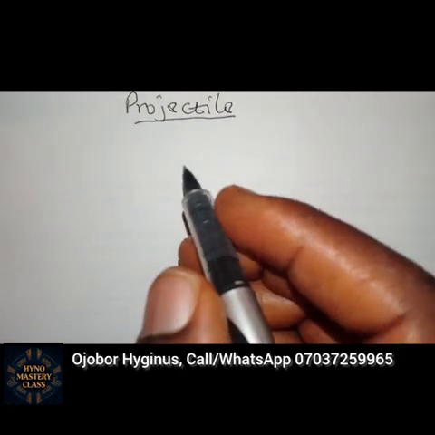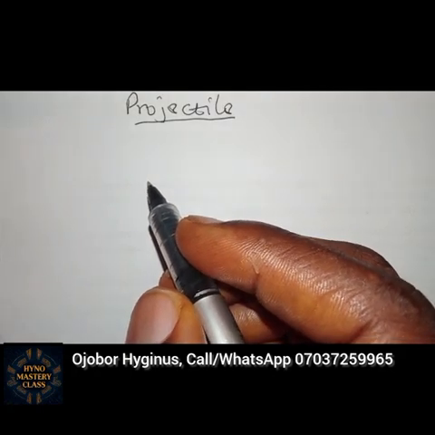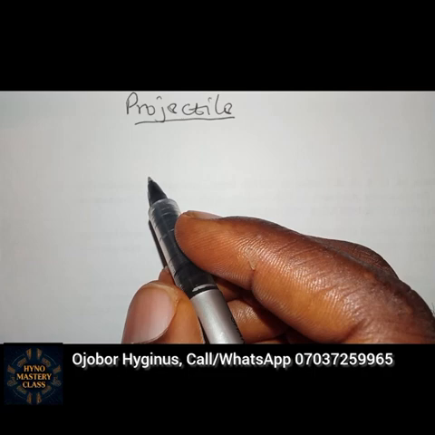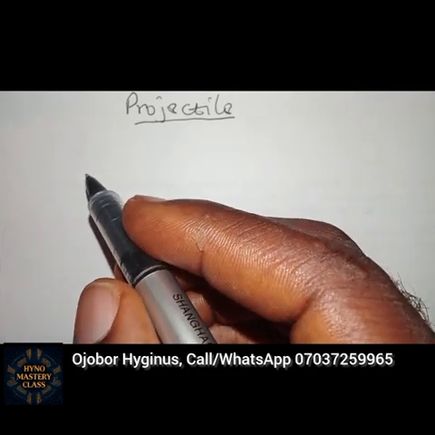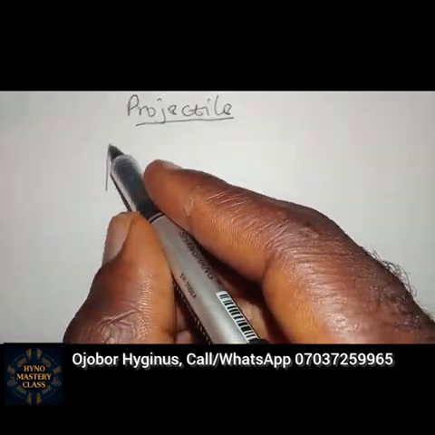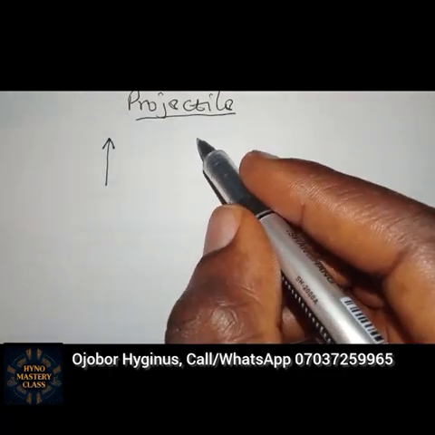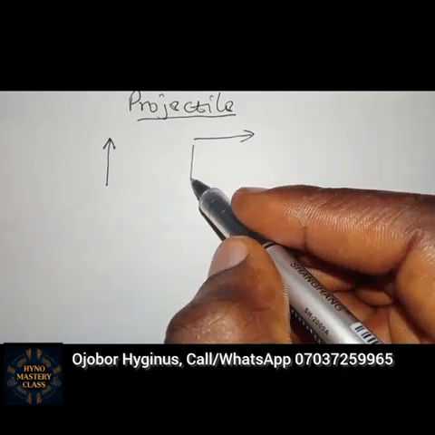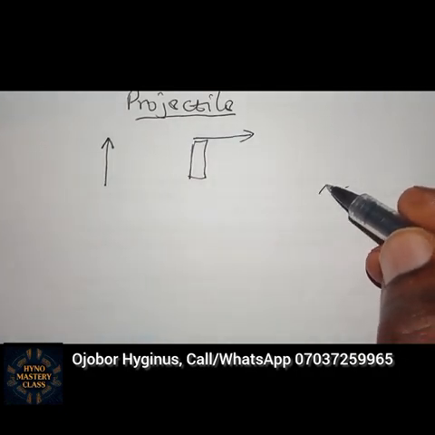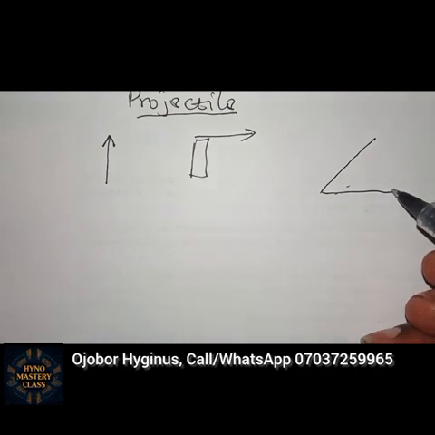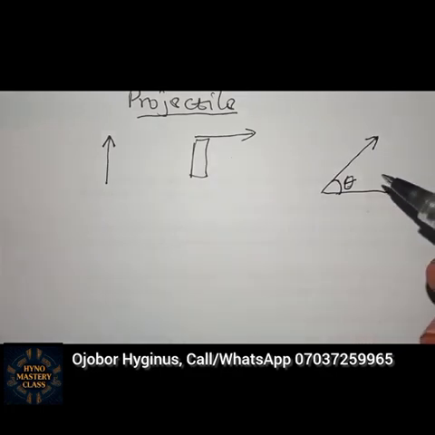In our last video, we did introduce projectile. Now, I want us to look at the quantities that we can determine under projectile. Then, I told you in the last video that a body can be projected either vertically or horizontally from a height, or a body can be projected at an angle to the horizontal. So we are going to consider the three possibilities.